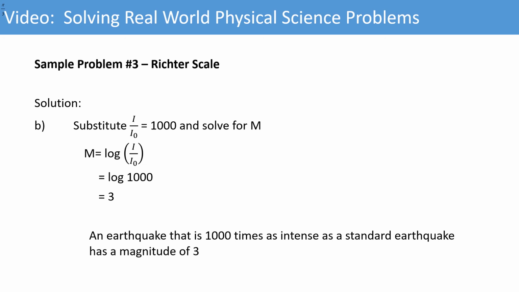Now for B, we're going to substitute 1,000 in for the intensity to solve for M. So we will get M is equal to the log of the intensity ratio, I divided by I0, equals log 1,000, which is equal to 3. So an earthquake that is 1,000 times as intense as a standard earthquake has a magnitude of 3. Good to know.